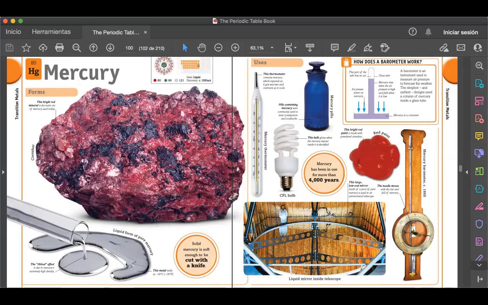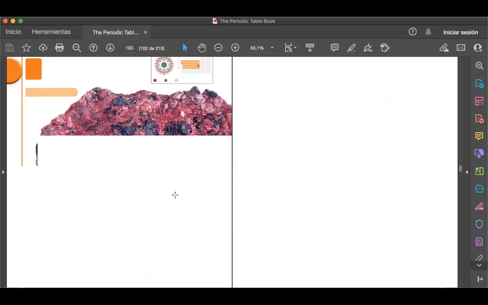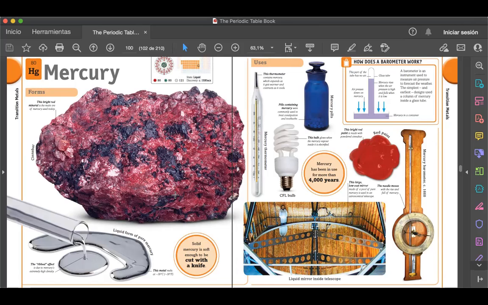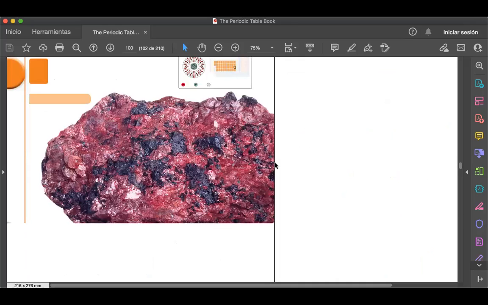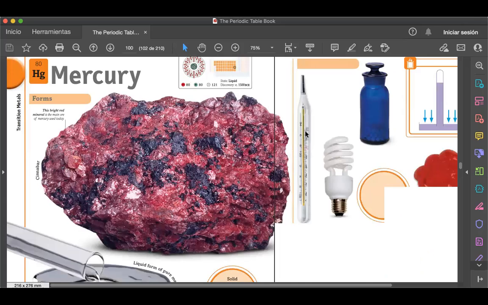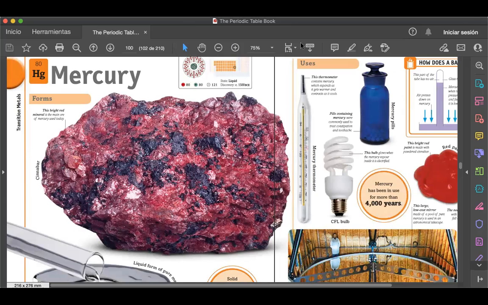And the solid mercury, read the orange circle on the left: solid mercury is soft enough to be cut with a knife. Okay? Oh, that's nice. It's an interesting characteristic of mercury. And the principal use that we have for liquid mercury is in thermometers. Inside the thermometers we have mercury in liquid state. So we have here the thermometer. Excellent.